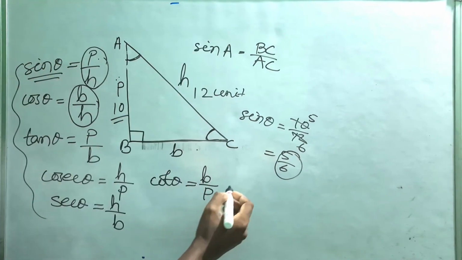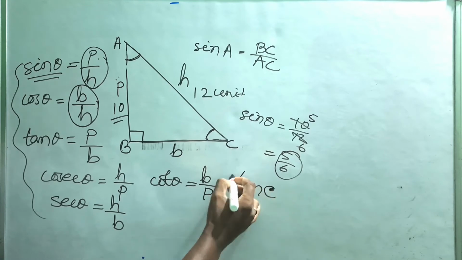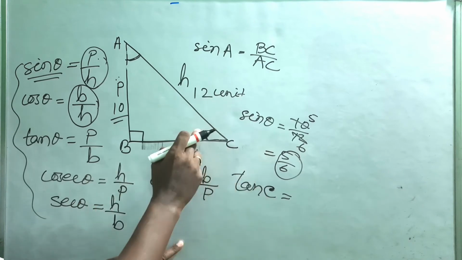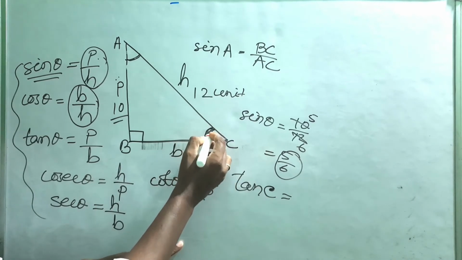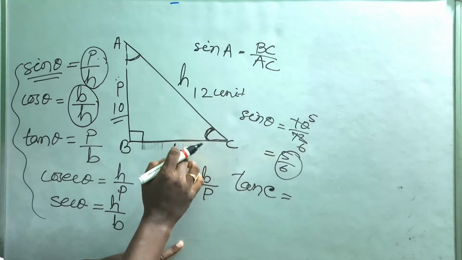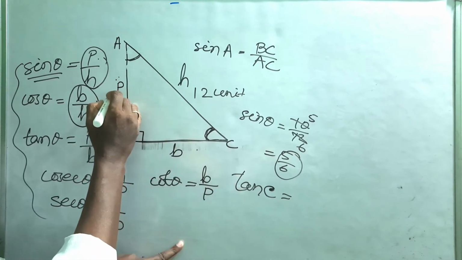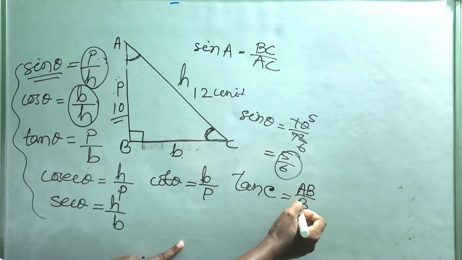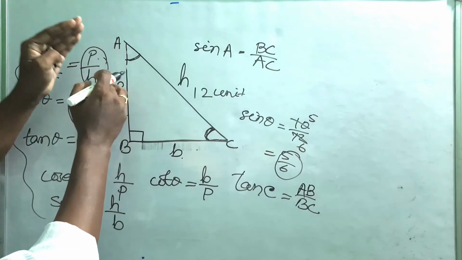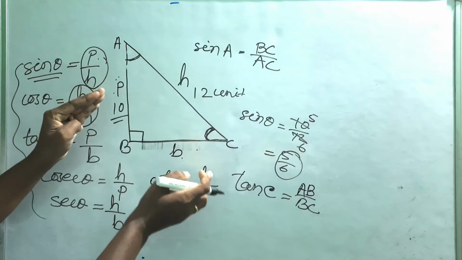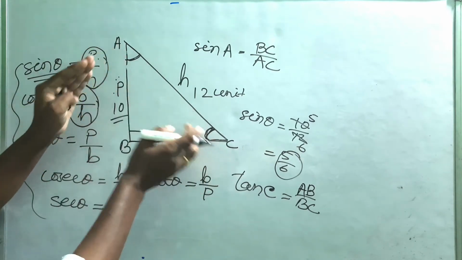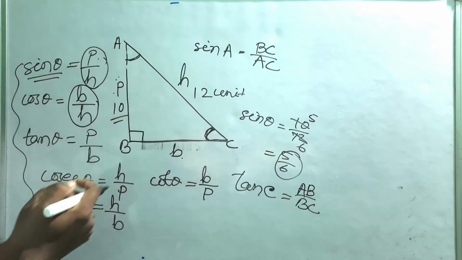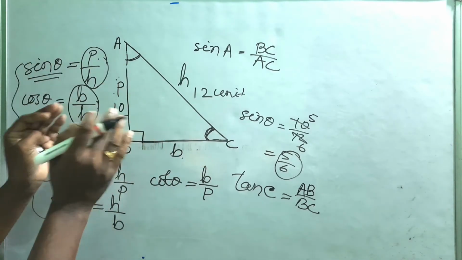Similarly, suppose we want to determine tan C, the tangent of this angle C. Tan theta is P by B. So for this angle, since we are taking tan C, this will be the base and this will be P. So tan C will be P by B, that means AB by BC. So when you take trigonometric ratios of any angle, P, B, H changes accordingly. You have to always remember this.